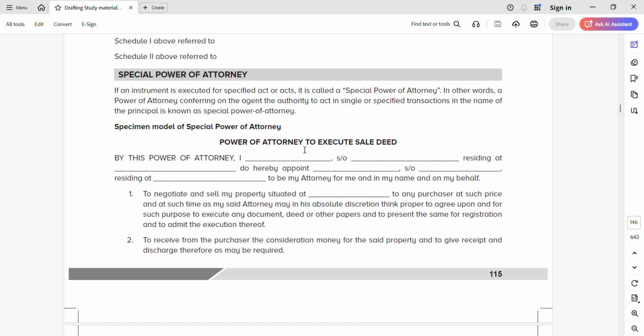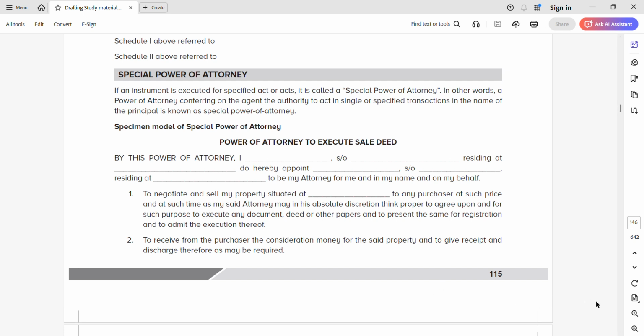Briefly elaborate the specimen model of power of attorney, a power of attorney to execute the sale deed. You should start with: by this power of attorney, I, dash, residing at dash, appoint dash, residing at dash, to be my power of attorney for me and in my name on my behalf. The key terms to be reproduced are: to negotiate and sell my property situated at dash to any purchaser at any such price. You can write your own terms, but these are all important. That is, in my absolute discretion, and to receive from the purchaser the consideration money. So in the first point, the catch term is absolute discretion, and the next point is consideration money.